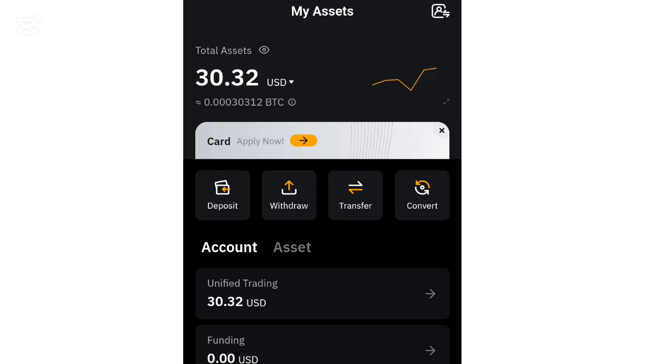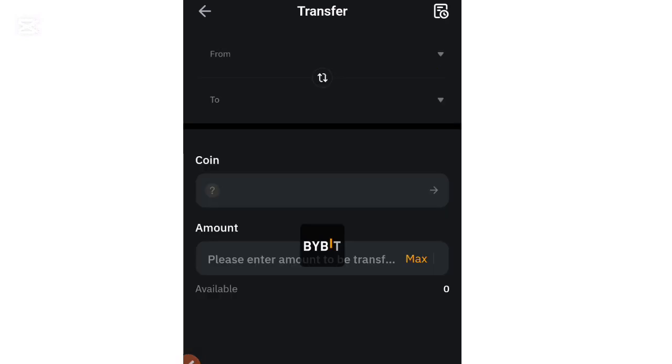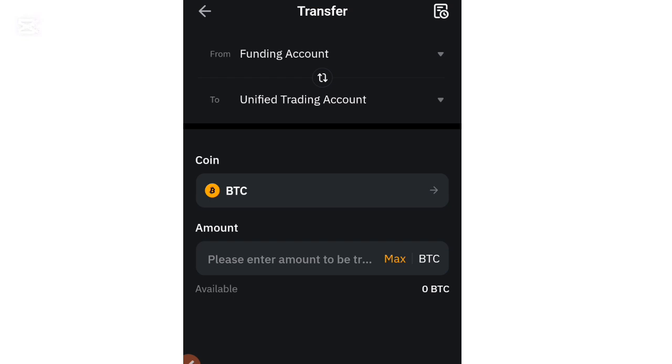Let's click on transfer. So when you come to transfer, you are going to see this is from, you are transferring from funding wallet to, this is to unified trading account, and this is the coin that you have in your funding wallet that you want to transfer. Normally what you're supposed to have there is USDT if you did P2P to get your USDT. So how do you change it to USDT? You just click here to change it to USDT.